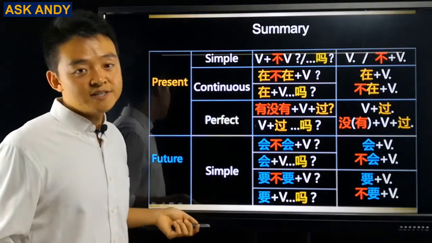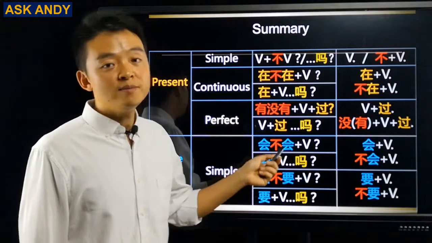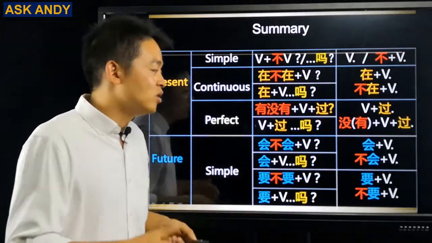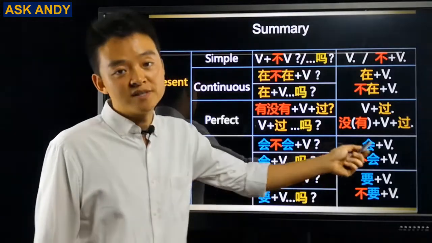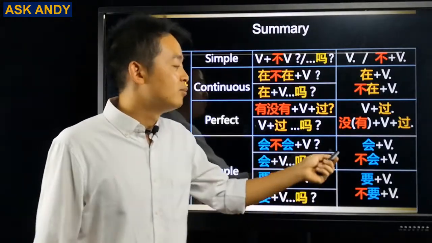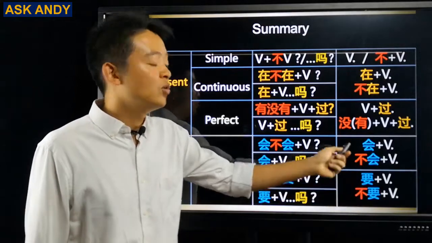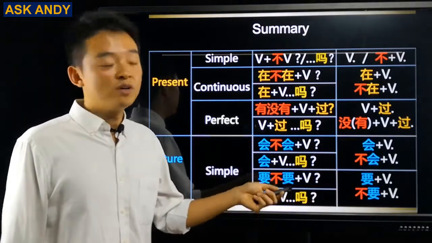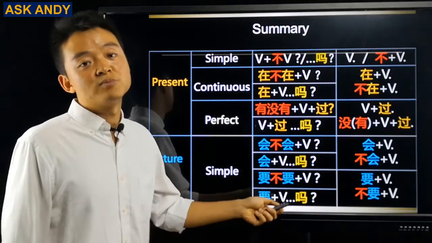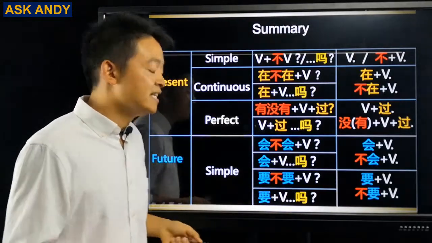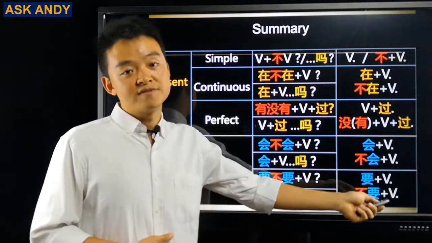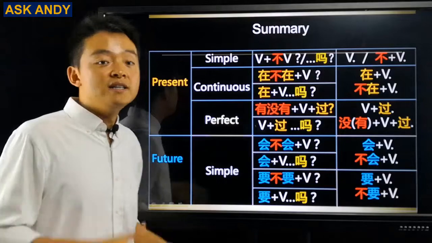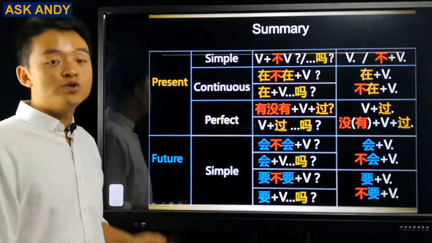For simple future tense, we can ask the question with a 会不会 plus verb or 会 plus verb ma. That 会 is for will. When we answer, we can answer with 会 plus verb or answer with 不会 plus verb. That is for no. 会 plus verb is for yes. Another one is 要不要 plus verb, or we can do 要 plus verb plus ma. When we answer it, yes, what we can say is 要 plus verb. No, what we can say is 不要 plus verb.